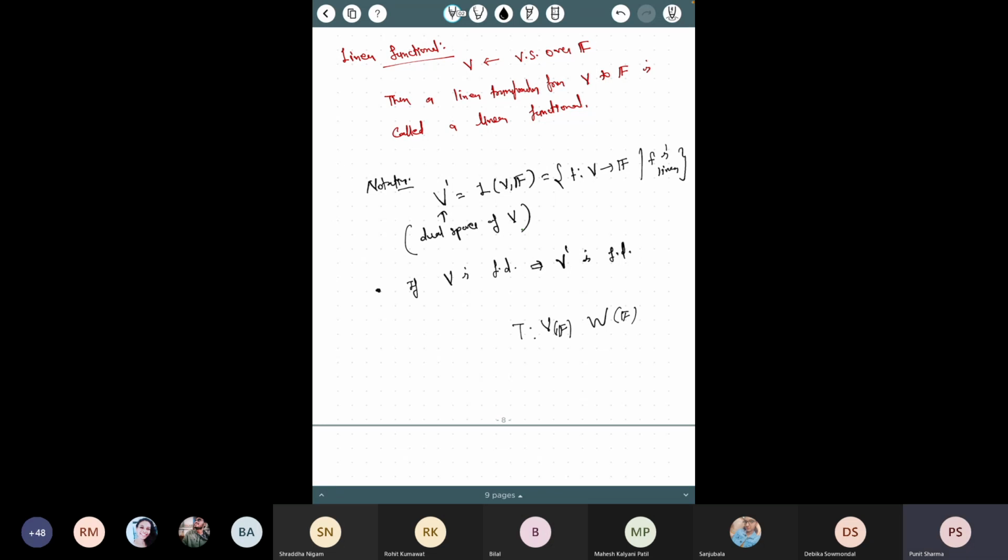Now here, what is this V dash? V dash is the collection of all linear transformations from V to W. But here in particular our W is this. Now if V is finite dimension, then definitely V dash is finite dimension.